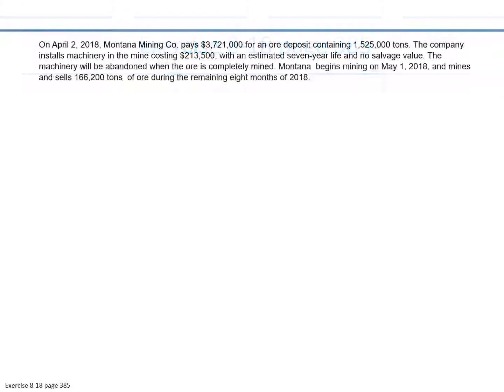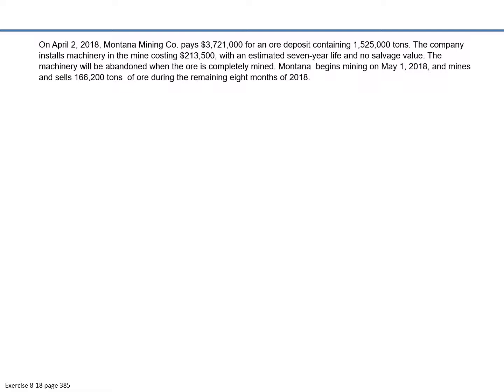All right. Exercise 818. On April 2nd, 18, Montana Mining Company pays $3,721,000 for an ore deposit containing 1,525 tons of ore. They install the machinery in the mine, costing $213,500, with an estimated 7-year life and no salvage. The machinery will be abandoned once the ore is completely mined.